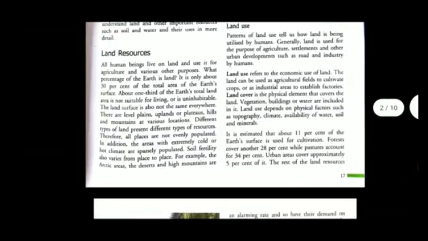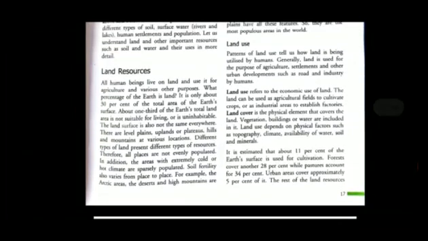Now student, let's see about land cover. Land cover is the physical element that covers the land. Vegetation, buildings or water are included in it. Land use depends on physical factors such as topography, climate, availability of water, soil and minerals.